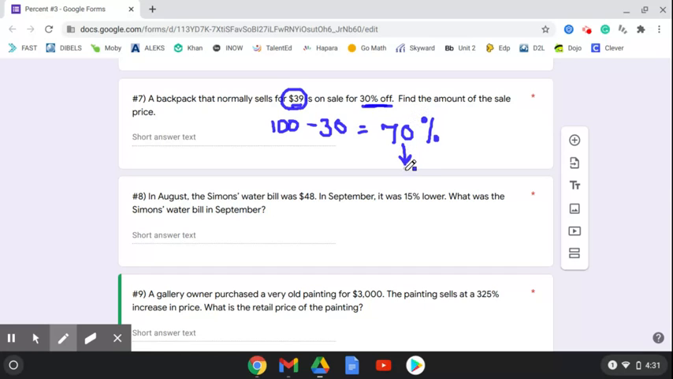What is 70% as a decimal? That'd be 0.70. And 70% of the original cost, 70% of 39, would give me the amount of the sale price. So 0.70 times 39, I would get 27.3. Because money has 2 digits after the decimal, I've got to add a placeholder 0 right there. And so this would be $27.30.